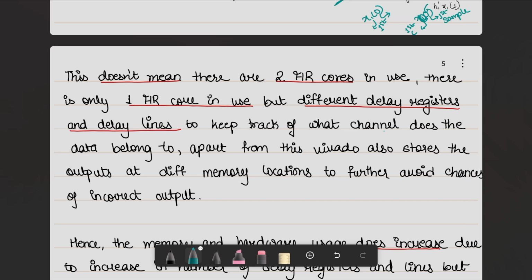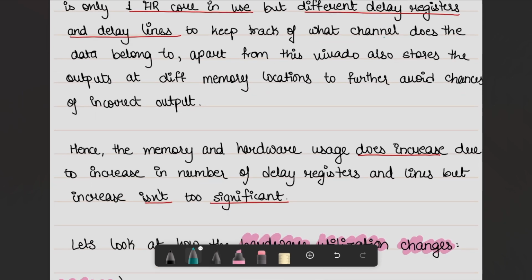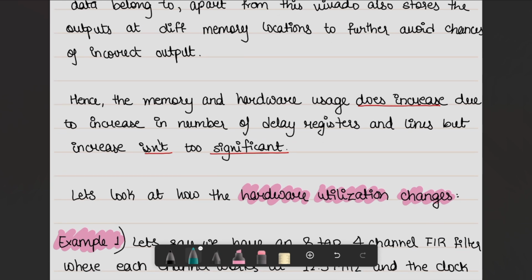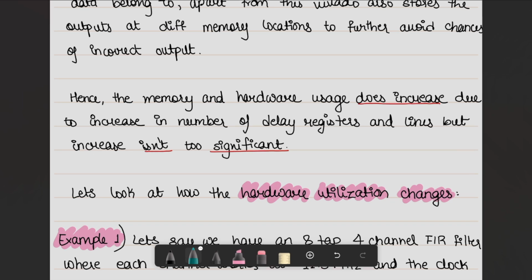Apart from this, Vivado also stores these outputs at a different memory location than each other to further avoid chances of incorrect outputs. Hence, due to these reasons, memory and hardware usage does increase when it comes to multi-channel filtering, but the increase isn't too significant.